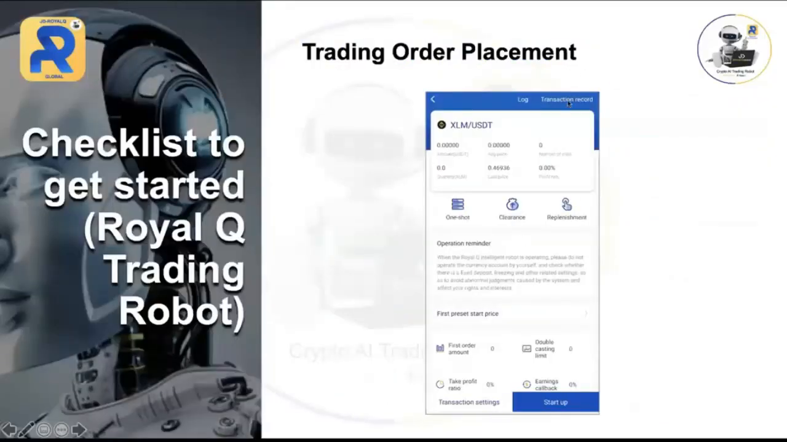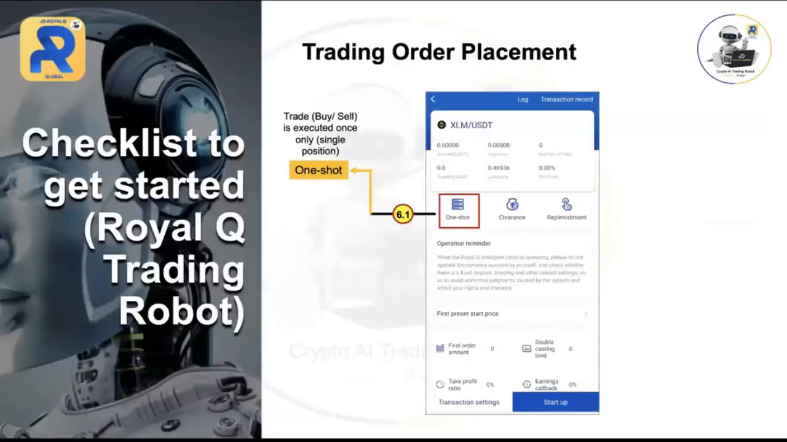Okay, now let me just quickly show you some of the buttons, some of the features in this robot. If you look, you will be able to see one shot. If you click that one shot, you will also be able to see cycle. There are two functions here, a dual function. You can choose one shot or you can choose cycle. Now, what does this mean?